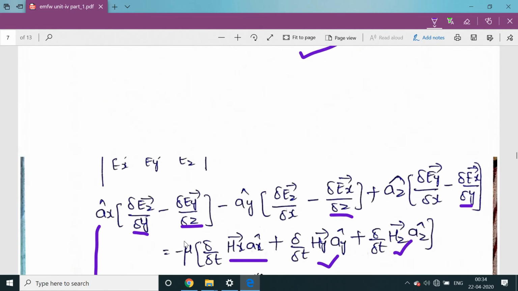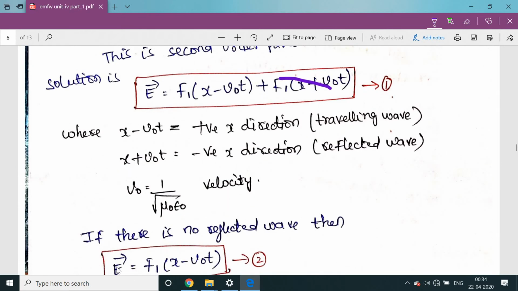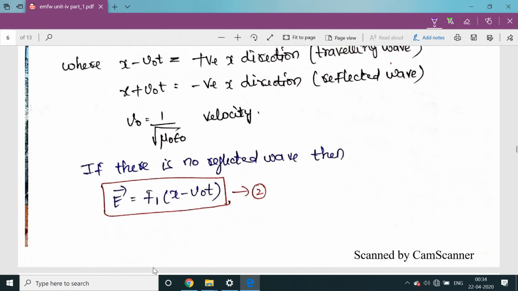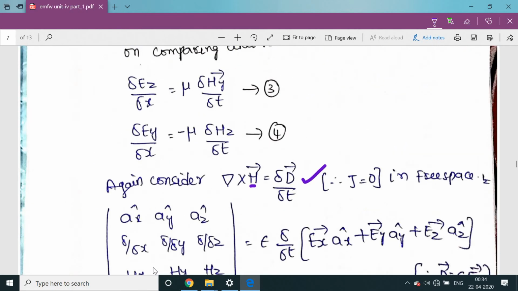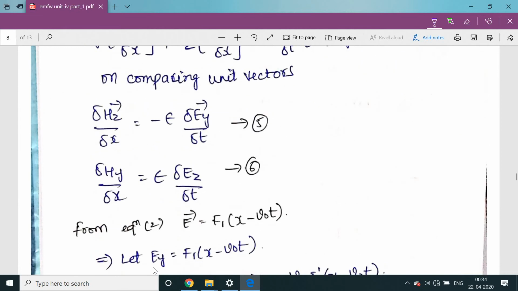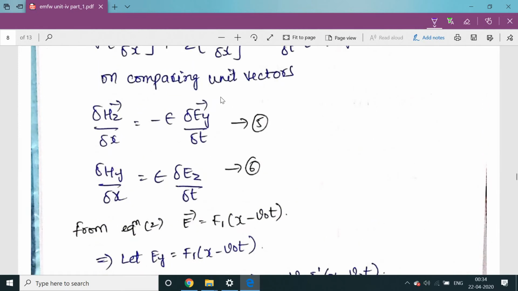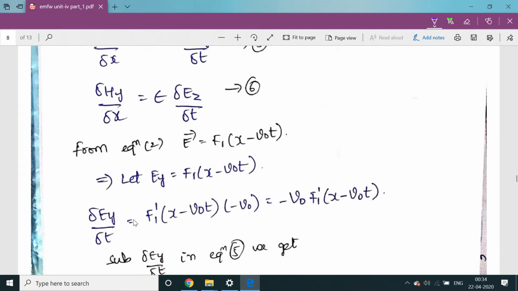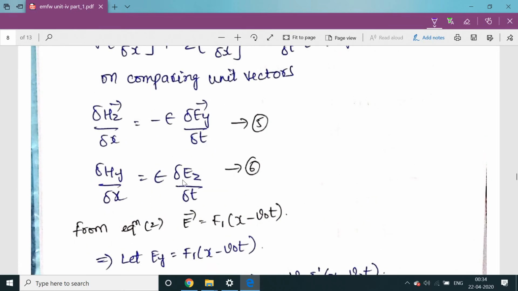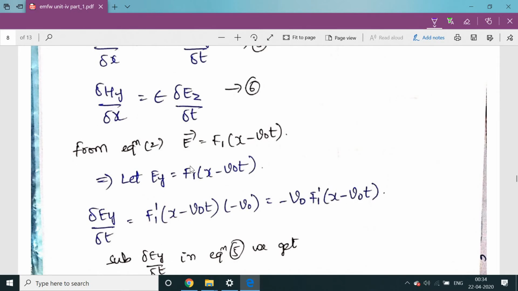Now from equation 2 we considered that there is no reflected wave, so this is my equation 2, that is E is equal to f1 into x minus v naught into t. So the same thing we take here. Now let me solve this equation. Let Ey is equal to f1 into x minus v naught into t. So here you have dou Ey by dou t. If you differentiate this with respect to t, this is f1 dash of x minus v naught t into minus v naught. So minus v naught f1 dash of x minus v naught into t.